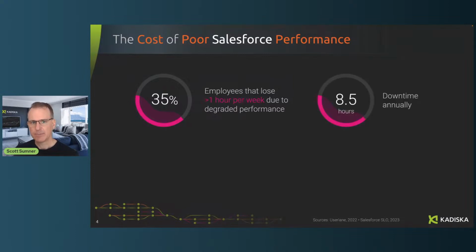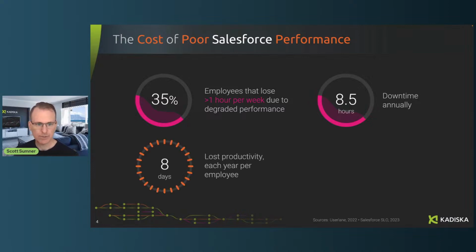In addition to that, because of the SLAs and the guarantees and the different diverse hosting locations, on average, Salesforce is down about 8.5 hours per year. So you're losing nearly 2 weeks of productive time because of the way that people work across different time zones and because of the way they're accessing it from different locations. And when you total all that up, it's about 8 days of lost productivity per employee per year using Salesforce.